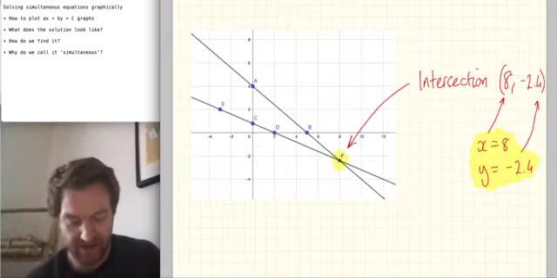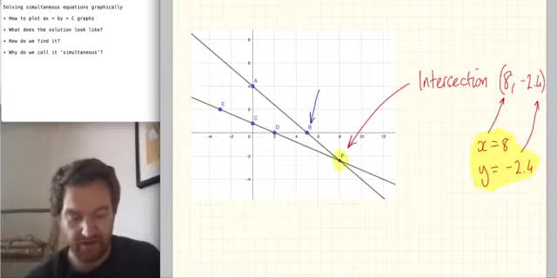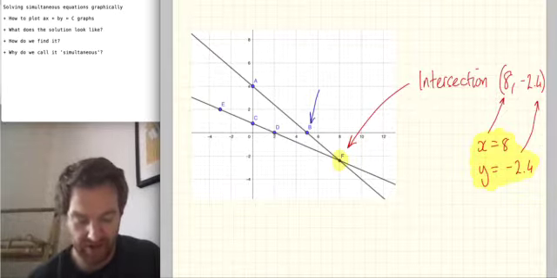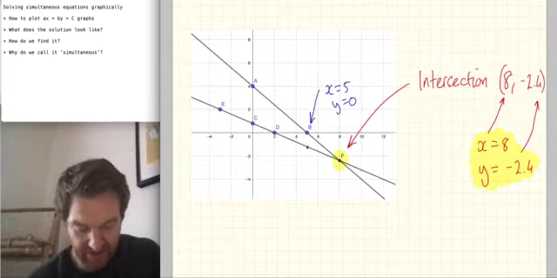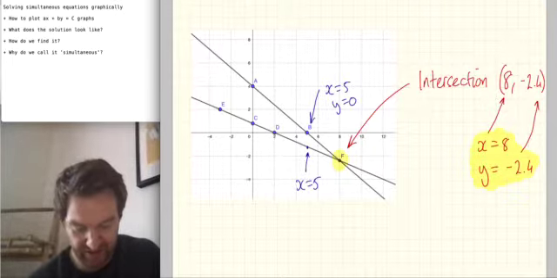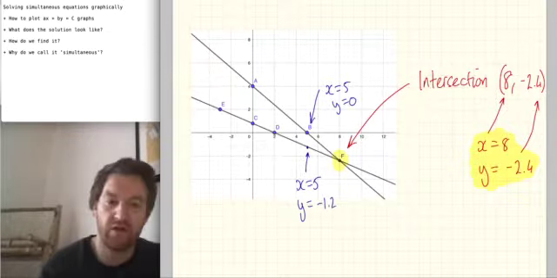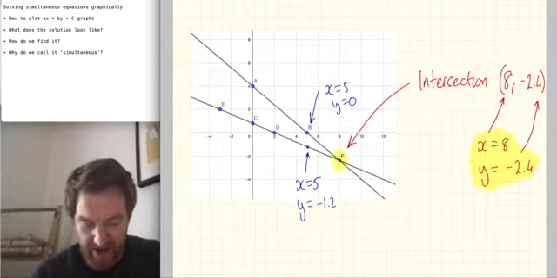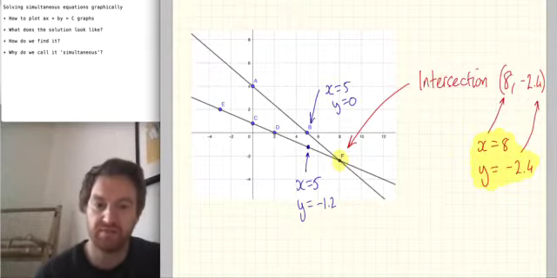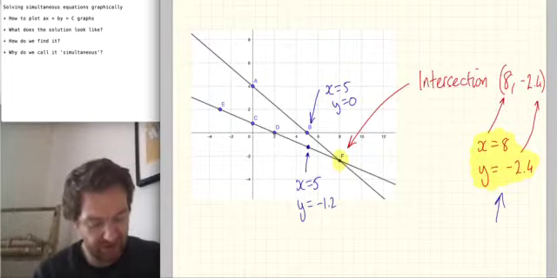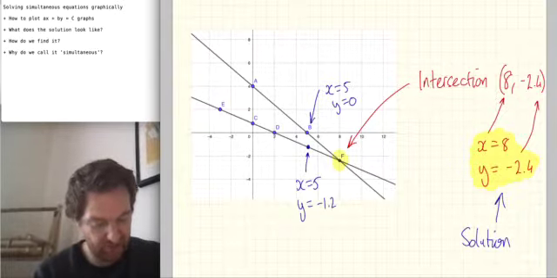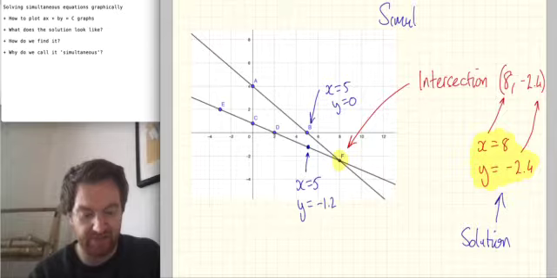If we were to pick, let's say, point B, that tells us that for the top line, when x is 5, y is 0. But when we look at the line underneath, we can see when x is 5 for the second line, y is not going to be that. y is going to be around negative 1.2. So there's an example of when x is 5, we get two different solutions. But where they cross is the only time where they're both the same.